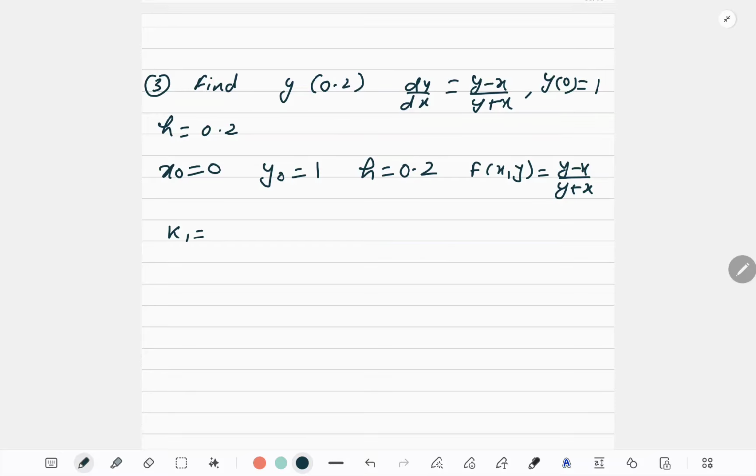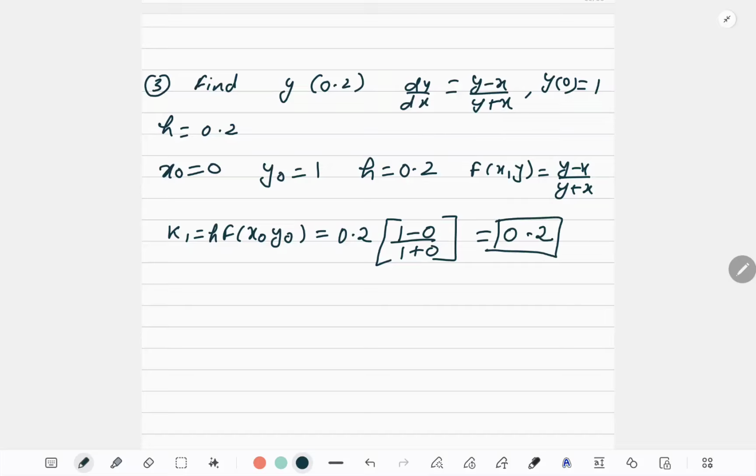First, get the value of k1, which is h f of x0 comma y0. Right? So what is h? h is 0.2. What is the value of the function? Here you substitute the value x0 and y0. So 1 minus 0 and 1 plus 0. That is 1. So 0.2. Right? So this is the value of k1.